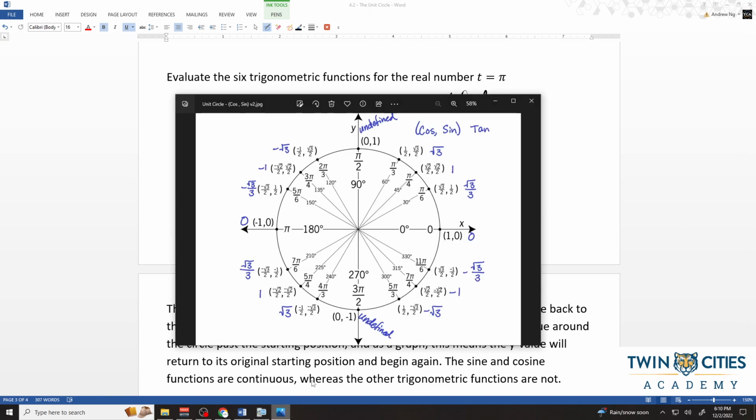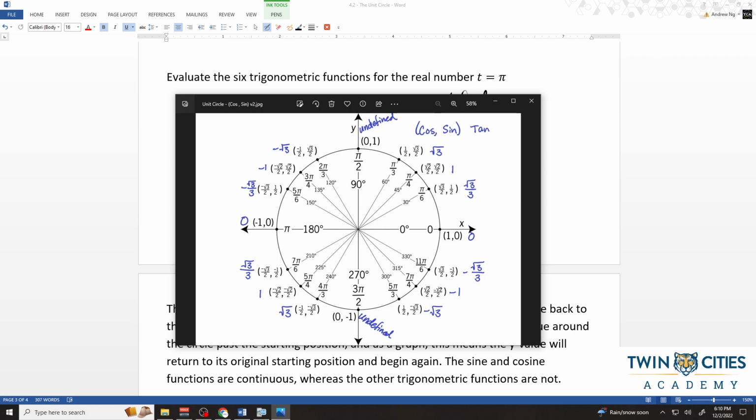Okay, so that is a lot of what we'll be doing with the unit circle. I'm going to ask you, what's the sine of this? What's the cosine of this? What's the tangent of this? Or I might get a little tricky and I might say, what's the secant of this? What's the cosecant of this? What's the cotangent of this? And you're going to use your unit circle to find those things.